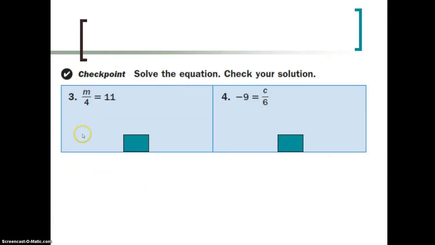At this point, please pause the video and solve the equation. Remember to do the inverse operation, not the opposite of the number, just the inverse operation.